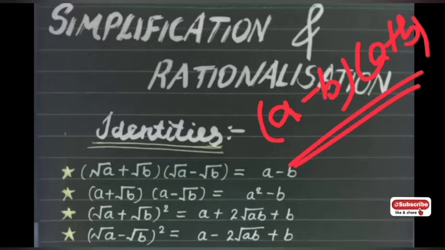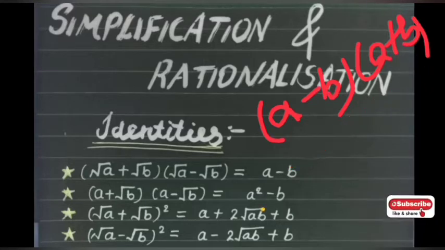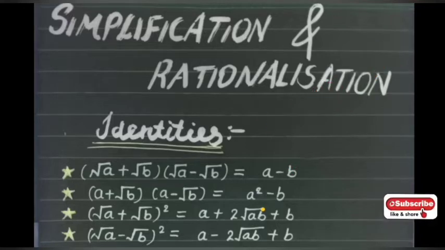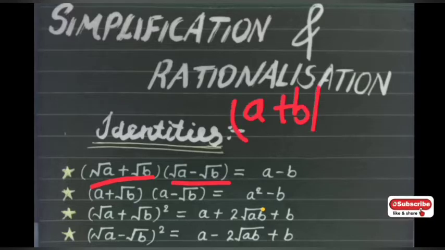In place of a and b, we just have to put root terms, and then we have to see what identities are becoming. Suppose here we have root a plus root b multiplied by root a minus root b. So this identity, you can see, is similar to the identity (a plus b) into (a minus b). That is almost similar to that only.